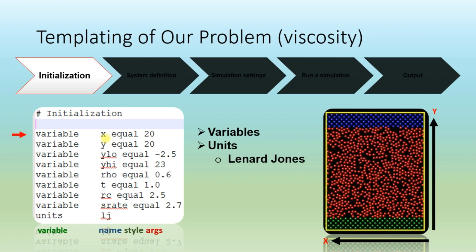Then we define the style of the variable command. As there are many styles, the variable of style equal assigns a value or stores a formula which, when evaluated, produces a single numeric value. So variable X stores the value of X. We can also define the type of units in this section, which in the present case is Lennard-Jones.